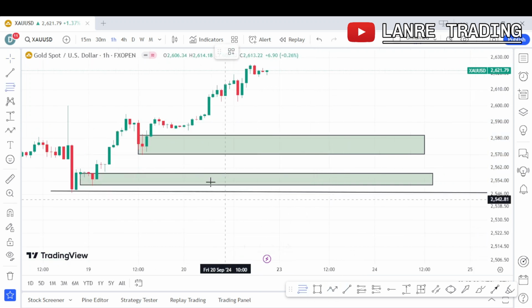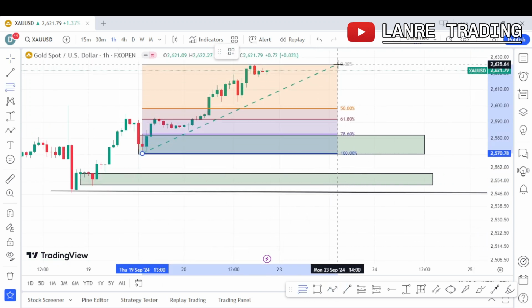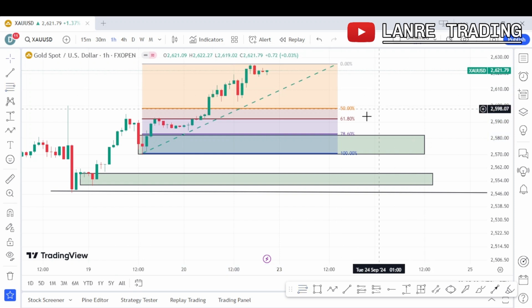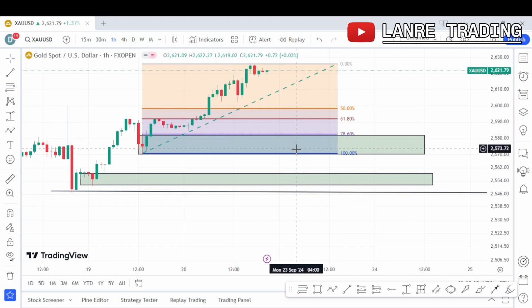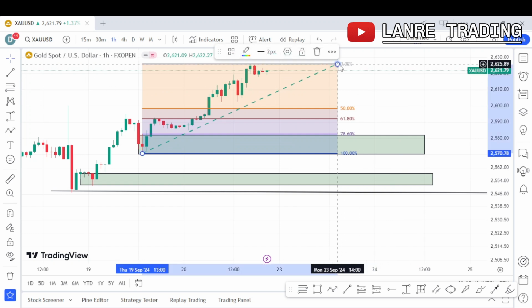We need to be open to it, so we need to wait for price. Okay, let's wait for price. If price wants to retrace deep, then we can buy at a good price. So that is that for Gold Spot USD.